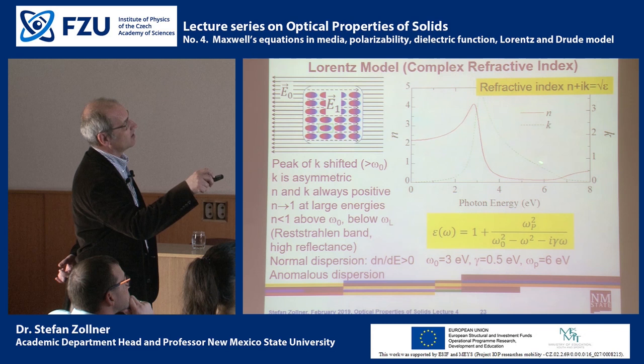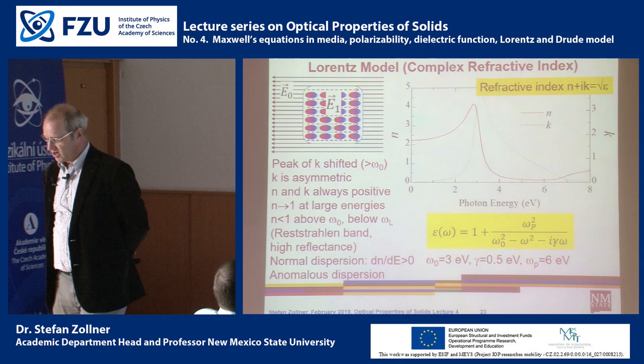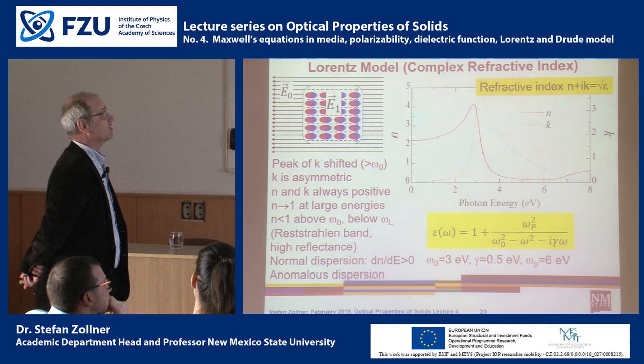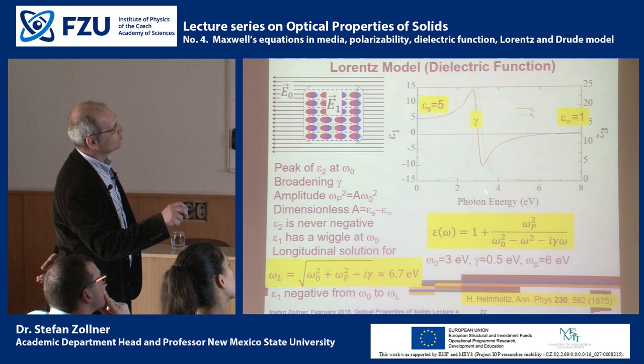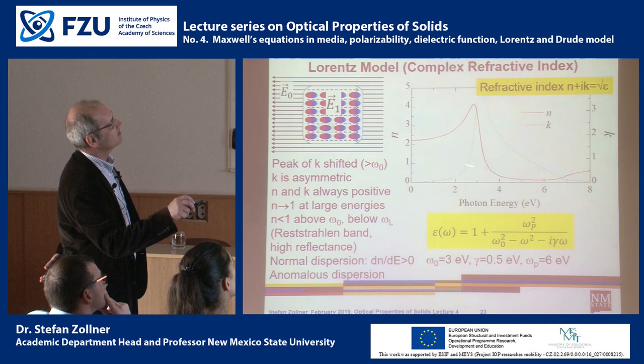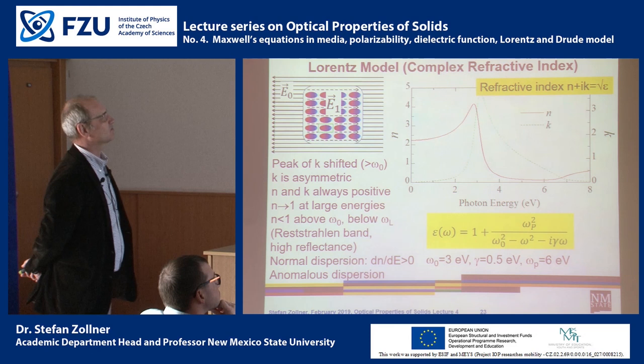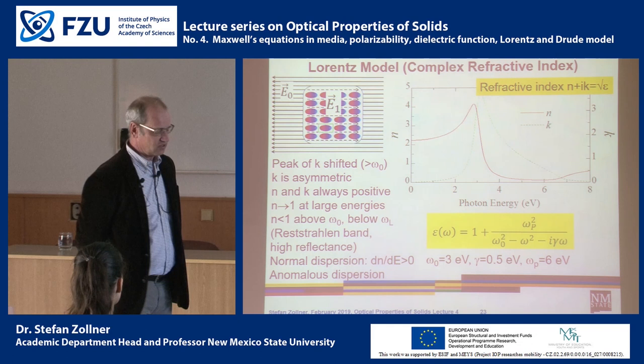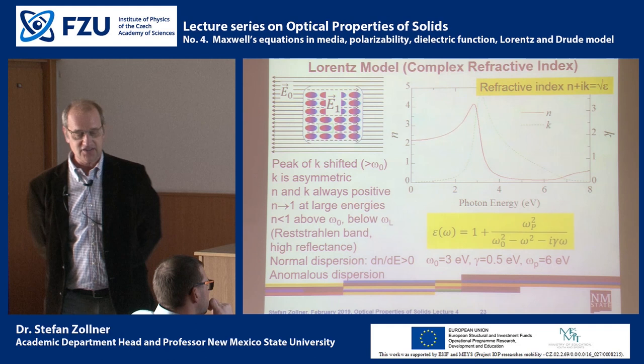In this case, we only have one resonance frequency. There's no reason why this curve should be asymmetric because of the physics. So if you want to know the physics, it makes a lot more sense to plot the dielectric function, because even in this simple model, there's some asymmetry built into the refractive index versus frequency. The refractive index may be more useful for optical applications, but if we want to understand the physics, I prefer to plot the dielectric function.